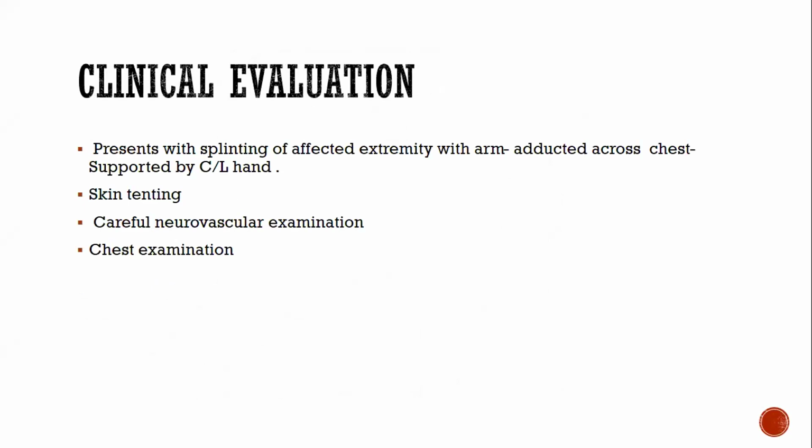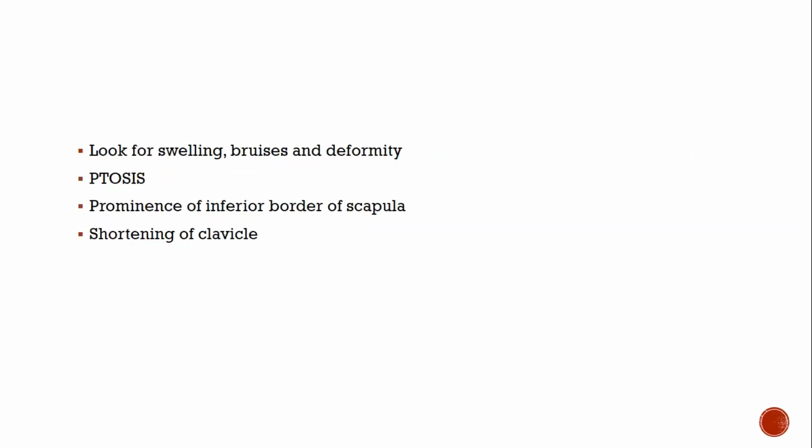Coming to clinical evaluation, the patient will present with the arm adducted and the forearm supported by the contralateral hand. We should look for skin tenting, which is most commonly seen with patients in the upright position. We should look for neurovascular injuries, namely brachial plexus or subclavian vessel injuries. A chest examination should be done to rule out hemothorax or pneumothorax. We should look for swelling, bruises, and deformity.